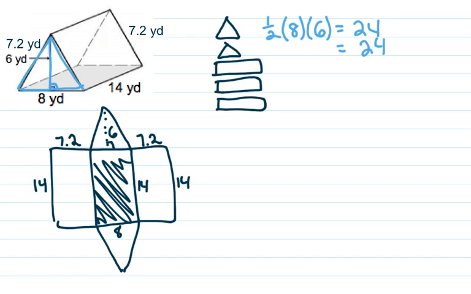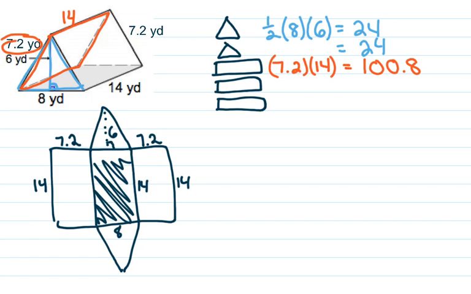Next, I'm going to look at my rectangles, and I have 3 I have to work with. I have the left rectangle, which if you look at its measurements are 7.2 and 14. 7.2 times 14 is 100.8. If we look at the next rectangle, we can see that it has the same measurements as the last one.